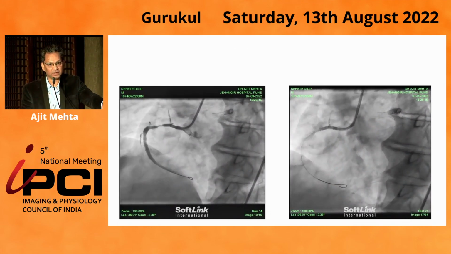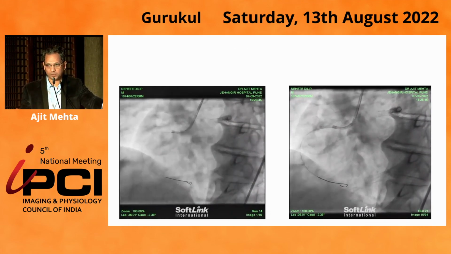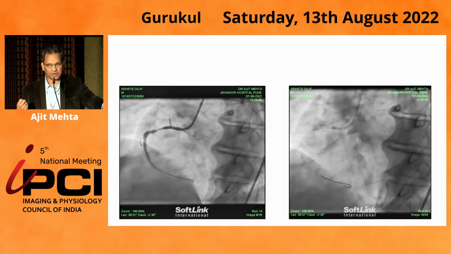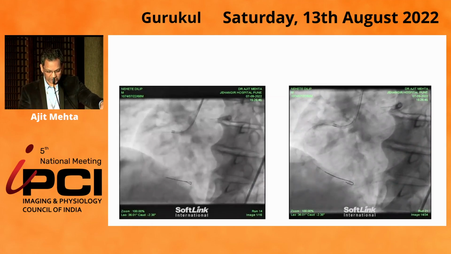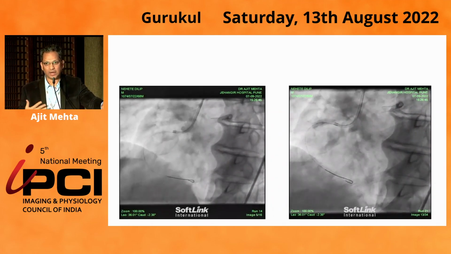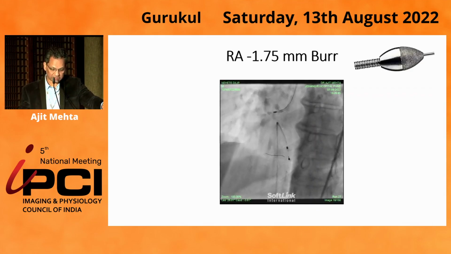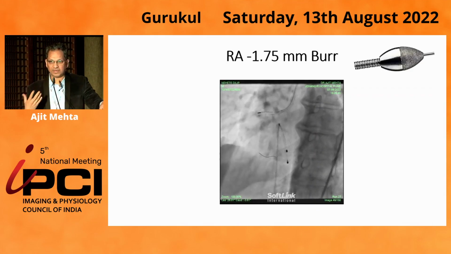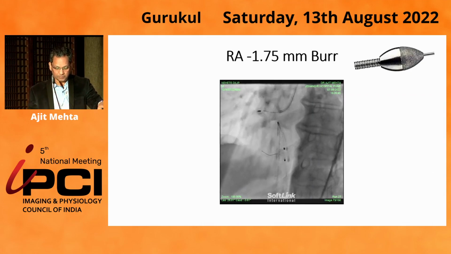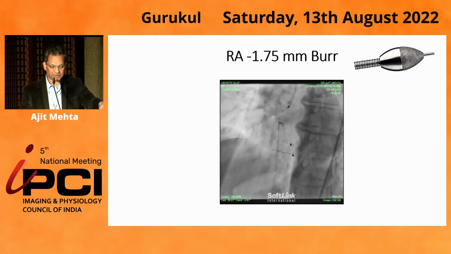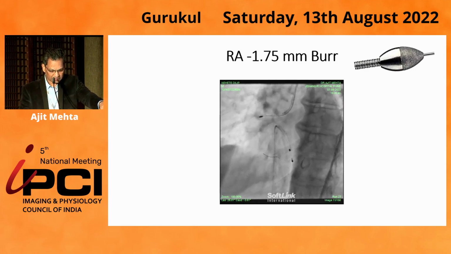Here we had two options: one, to use IVL, now that we had already made a passage in the proximal RCA, or to use rotational atherectomy. But we have been using Rota very regularly, so we went ahead with rotational atherectomy first. We thought we could probably make a good passage and then put a stent there. It was a large artery, so we started with a 1.75 burr and did rotational atherectomy in the proximal to mid RCA.